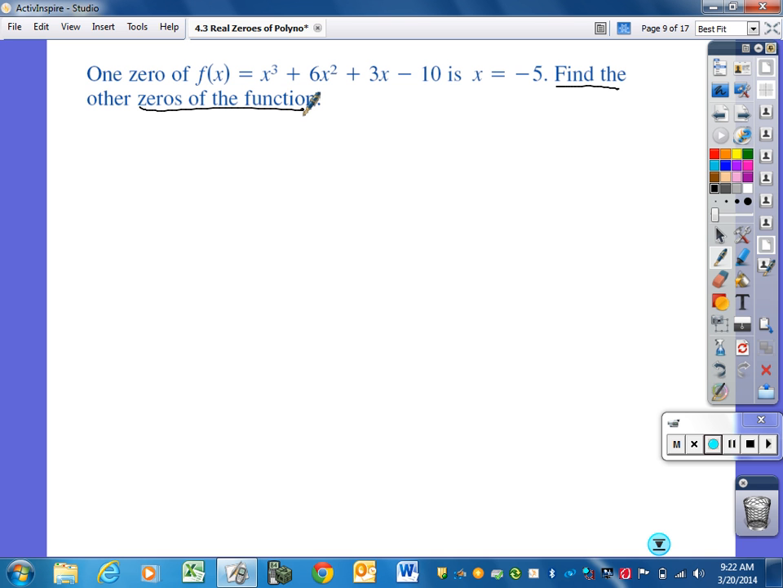So they said, one of my zeros of x cubed plus 6x squared plus 3x minus 10 is negative 5. So negative 5 goes in my divisor box. I also know if negative 5 was a 0, what factor did it come from? Add 5, it would be x plus 5. So I have a factor of x plus 5.